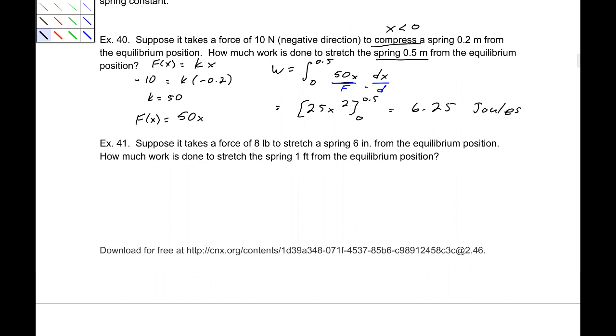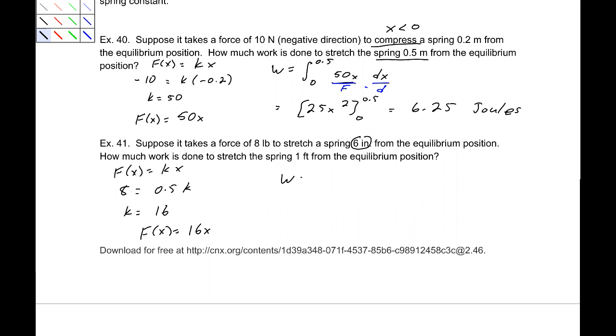Alright, so let's see what we've got here. So first we need to find our force function. So our force is kx. So the force is 8 pounds. And I'm going to go ahead and convert this from 6 inches into feet, because that is the standard that we're going to use. So this is 0.5 times k. Solving that, our spring constant should be 16. Alright, so if our spring constant is 16, our function is f of x equals 16x.